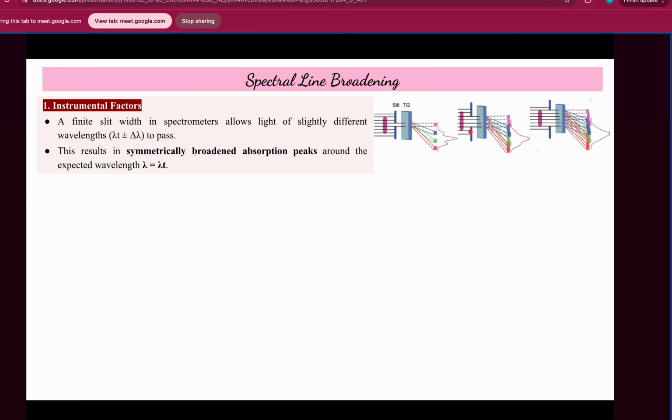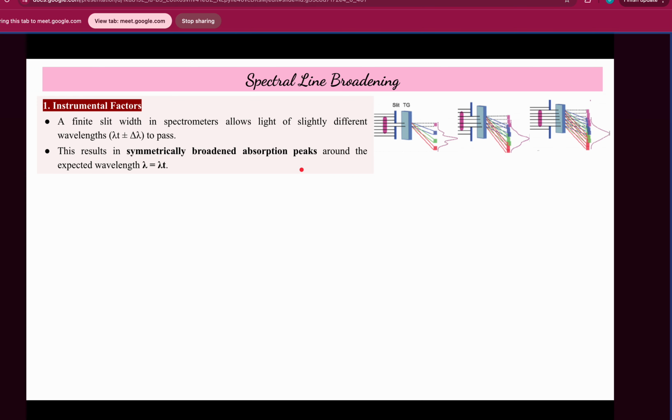But in the cases where the slit width is large, multiple wavelengths of light can easily pass through the slit. In this way, when we observe the peaks, because of the contribution from multiple wavelengths, this peak will be broadened. Similarly, in this case, the distance between the slit is quite high as compared to this one, due to which multi-wavelength light is passing, and all these wavelengths combine together, and the peak which will be formed is the most broad peak.